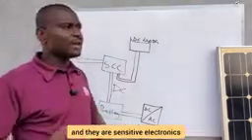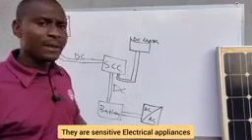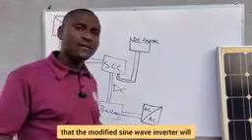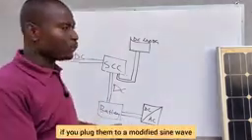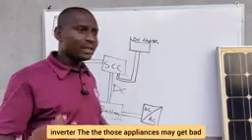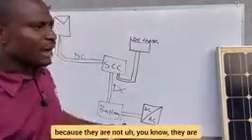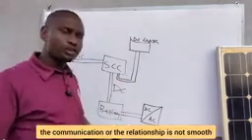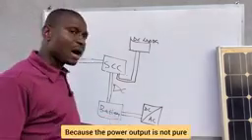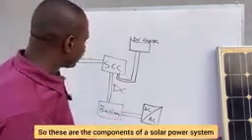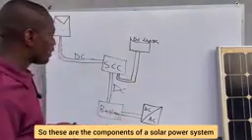There are sensitive electrical appliances that the modified sine wave inverter will not be able to power. If you plug them into a modified sine wave inverter, those appliances may get damaged, because the communication or the relationship is not smooth. Why? Because the power output is not pure. So these are the components of a solar power system.